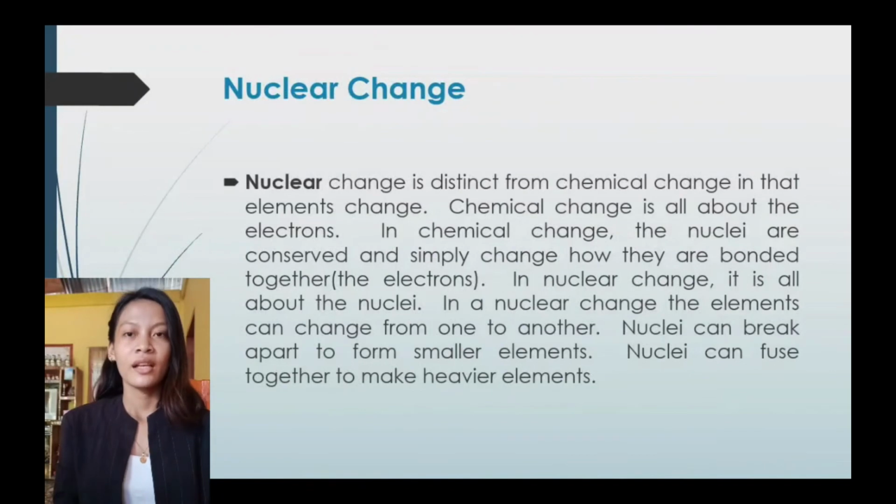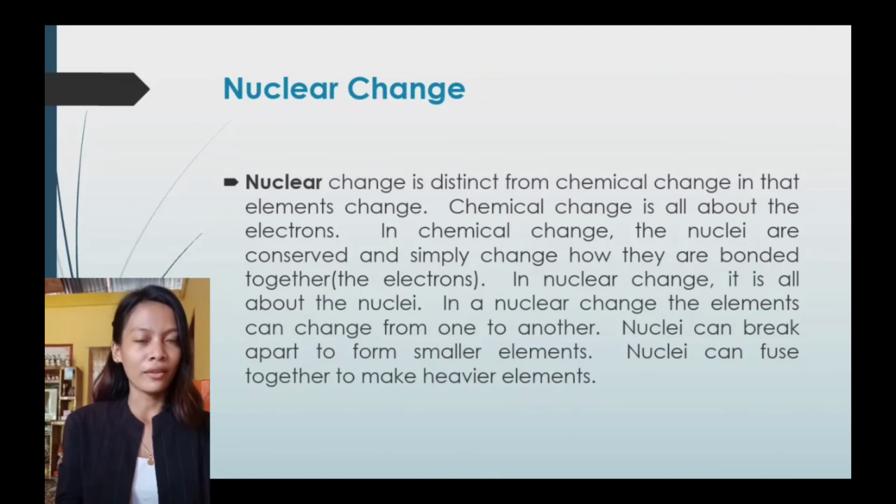Nuclear change is distinct from chemical change in that elements change. Chemical change is all about the electrons. In chemical change, the nuclei are conserved and simply change how they are bonded together. While in nuclear change, it is all about the nuclei. In nuclear change, the elements can change from one to another. Nuclei can break apart to form smaller elements. Nuclei can fuse together to make heavier elements.